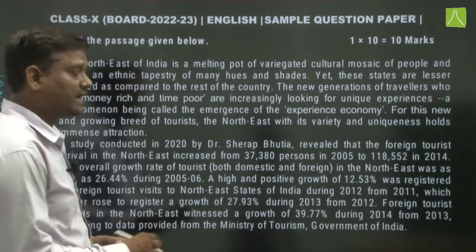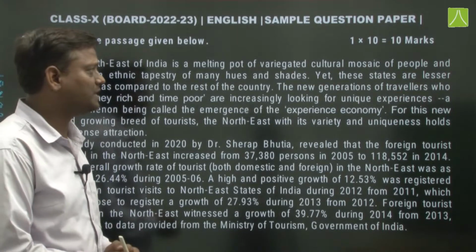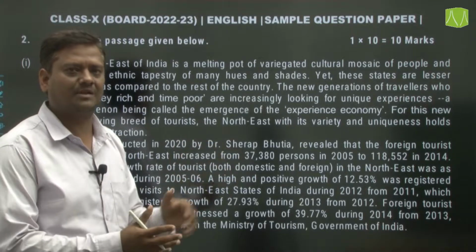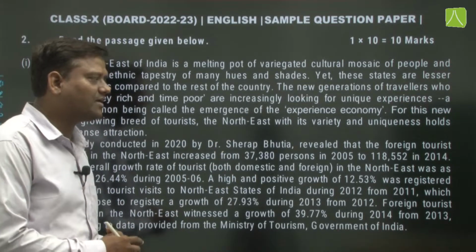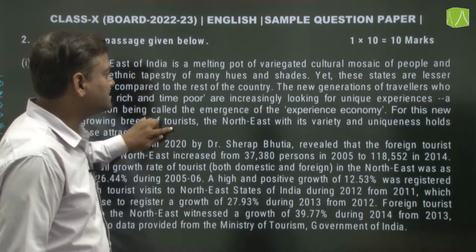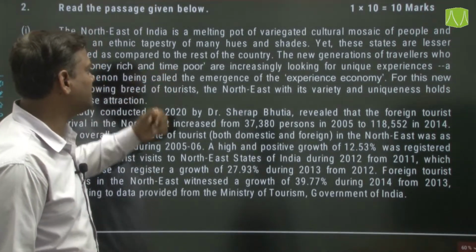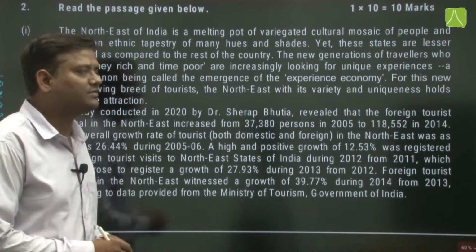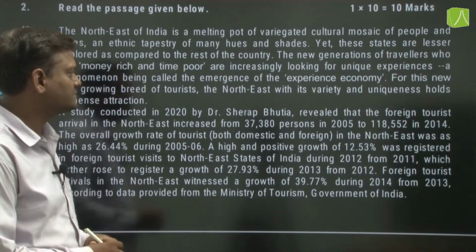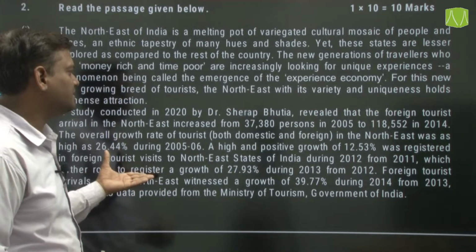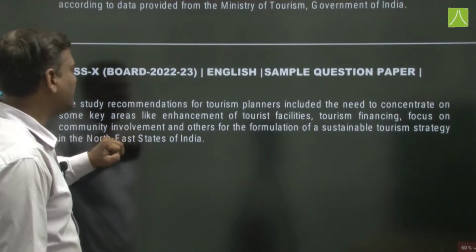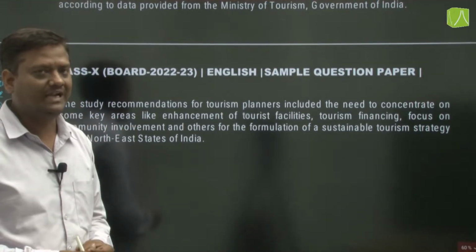Now question number 2, again a reading comprehension passage having a weightage of 10 marks. It will be an analytical paragraph that has some data and statistics given in it. Like this paragraph is related to tourism in northeast India, showing how many visitors came in the given years. After that we are to answer again 10 questions.